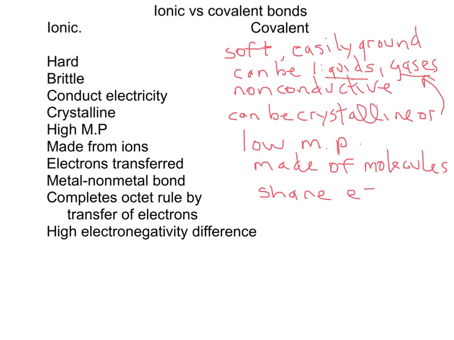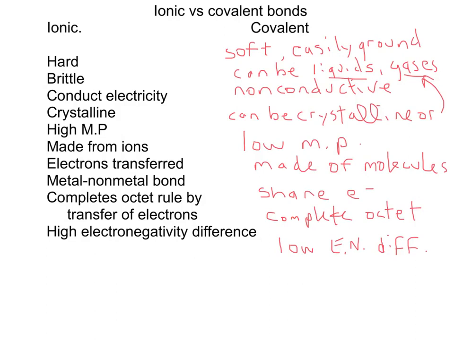Like ionics, though, they do go for a complete octet rule. So that is a similarity between them. They both complete their octet to be stable. They just do it by sharing instead of transferring. Instead of stealing from their neighbors, they share with their neighbors. And lastly, the high electronegativity difference for ionics that forms the actual ions is now a low electronegativity difference, abbreviated EN. And that's how covalent bonds are different from ionic bonds. We're going to show you some examples in the next couple of slides of how they look and how they act.